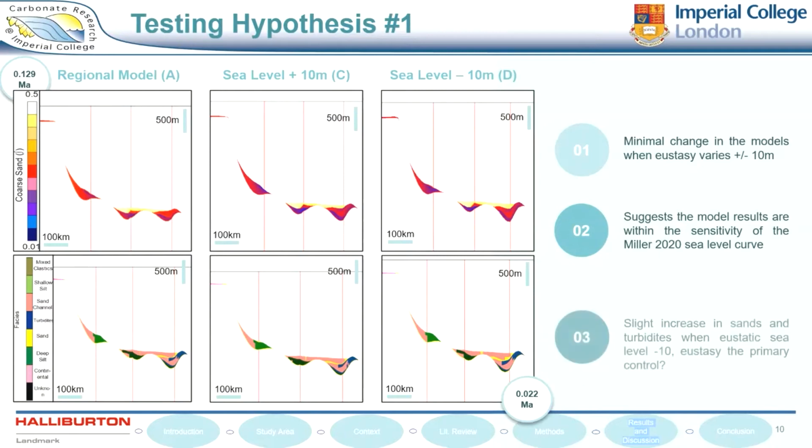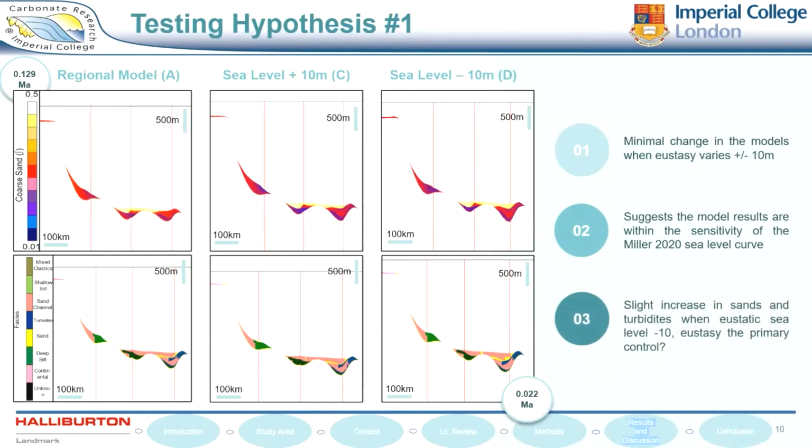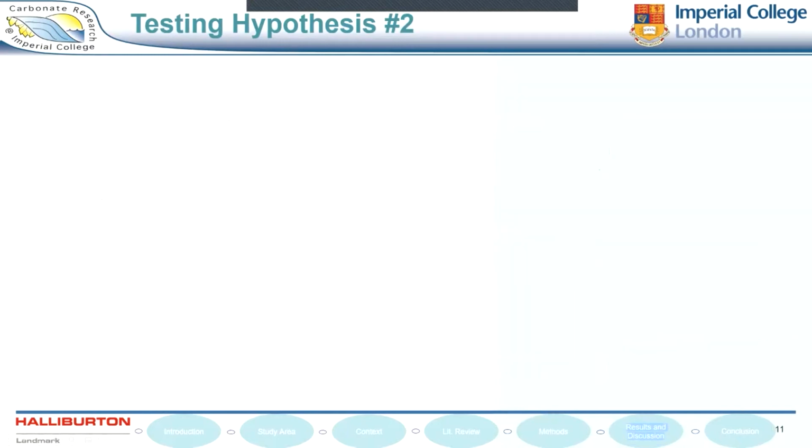which is what we'd like to see. And finally, the slight increase in sands and turbidites when you eustatic sea level minus 10 metres, which you can see here in this final diagram, indicates that perhaps eustatic sea level, when other parameters are kept the same, is a dominant control.